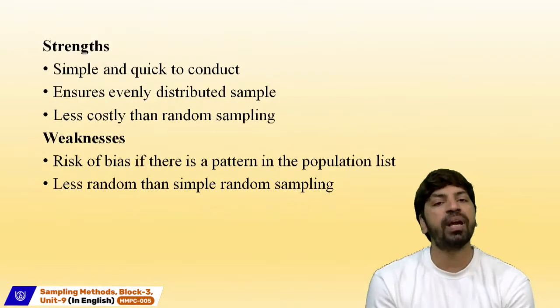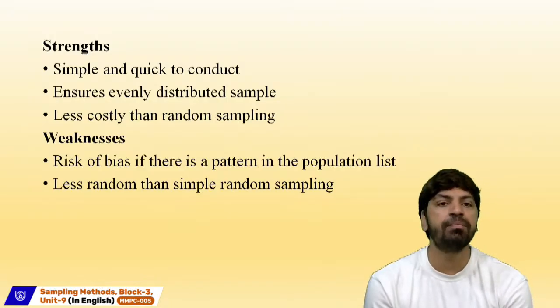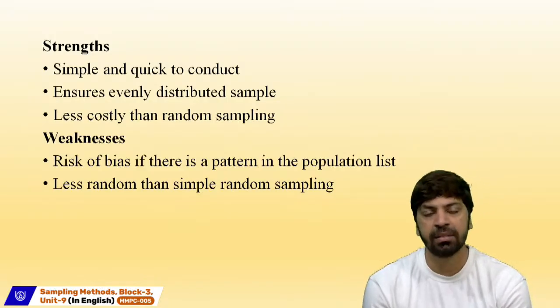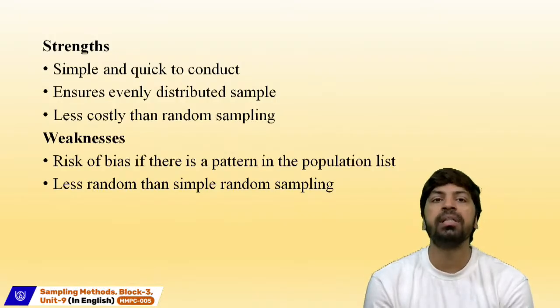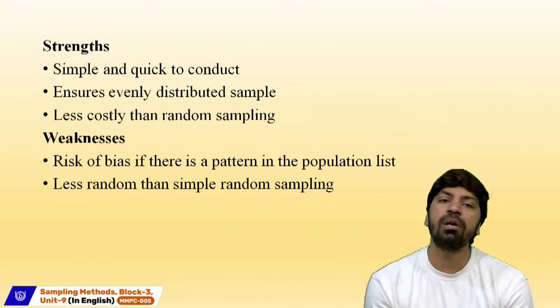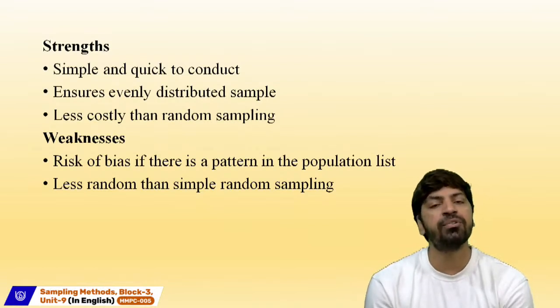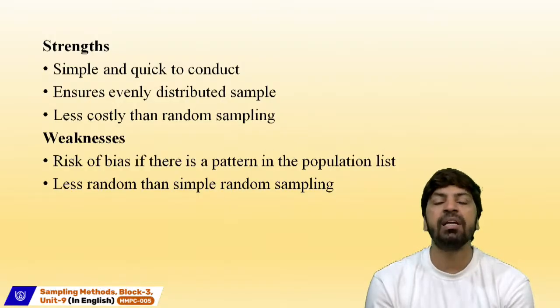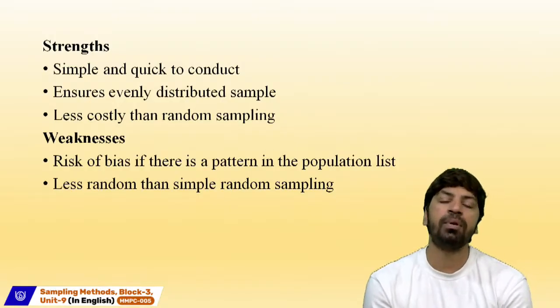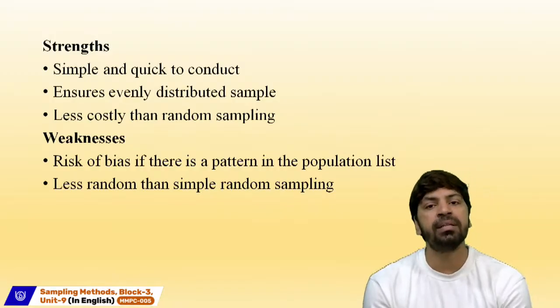What are the strengths and weaknesses? The strength of this method is that it is very simple and quick to conduct. It also ensures an evenly distributed sample. It is less costly than random sampling. Weakness: there could be a risk of errors if there is a pattern in the population list. It is less random than simple random sampling.